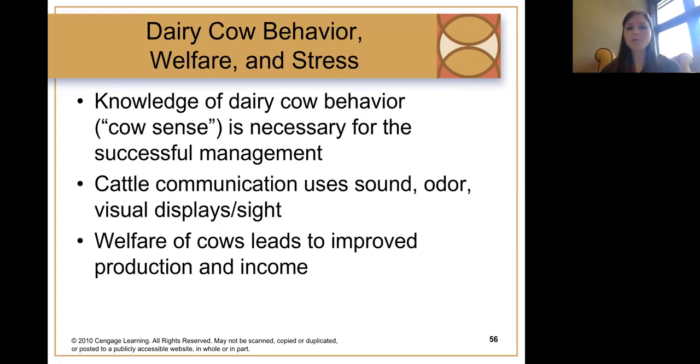The knowledge of dairy cow behavior, or cow sense, is necessary for successful management. You want to know how your cows are going to behave so you can better manage them, and also notice if one of them is behaving differently than it normally does, and maybe it's sick or something's going on. Cattle communicate by using sound, odor, visual displays, and sight, and welfare of cows obviously leads to improved production and income. So if your cows are living a good life, they're not stressed, they're going to do well and produce a lot of milk.